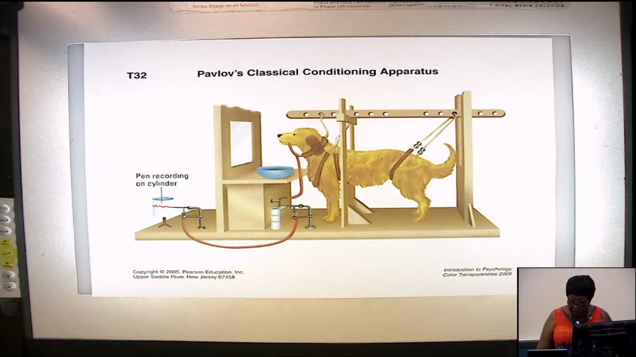So, all that said, what you see there is that the dogs were hooked up to this apparatus and a little incision was made into their salivary gland, and this tubing that you see there is coming from the salivary gland, and the saliva is going down and being read by this pen recording on the cylinder there as to the increase or decrease of salivation.